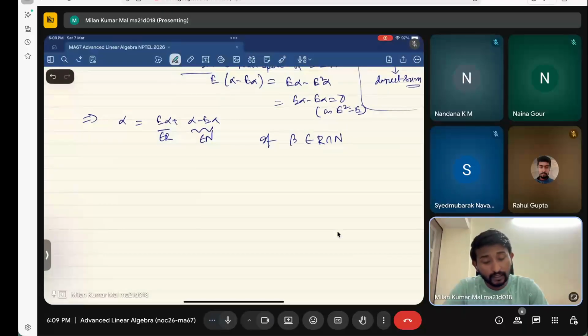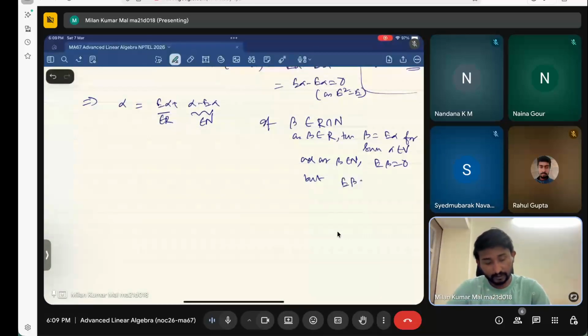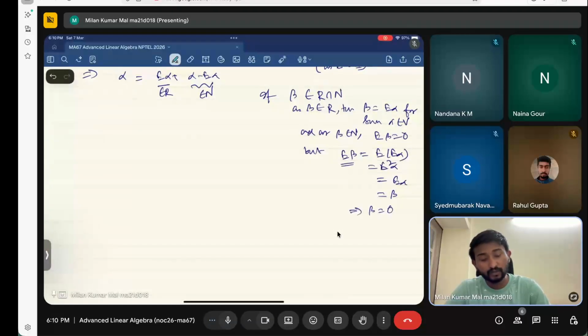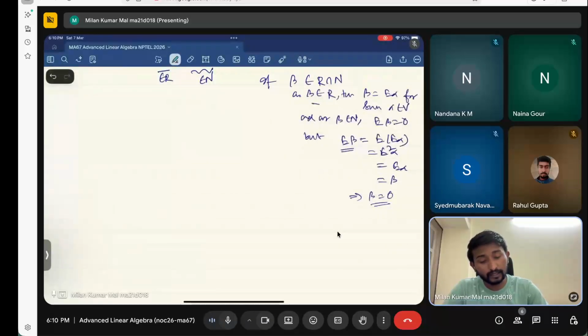So if beta is in there, then as beta is in the range, beta must be equal to E alpha for some alpha belonging to the vector space V. And as beta is in the null space, E beta will be 0. But note that E beta is equal to E of E alpha, which is equal to E square alpha, which is itself E alpha. But E alpha is equal to beta, and E beta is equal to 0. That implies beta is equal to 0. So if an element is in the intersection, it implies that R intersection N is equal to 0.